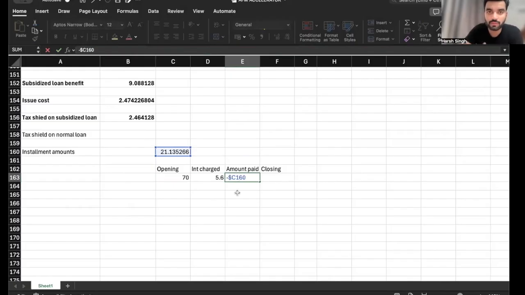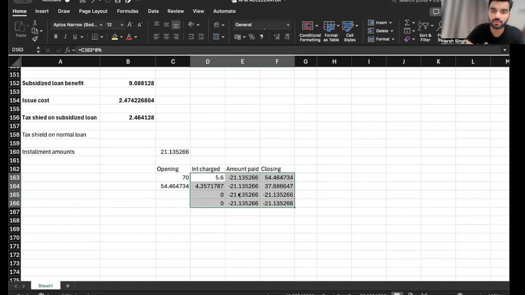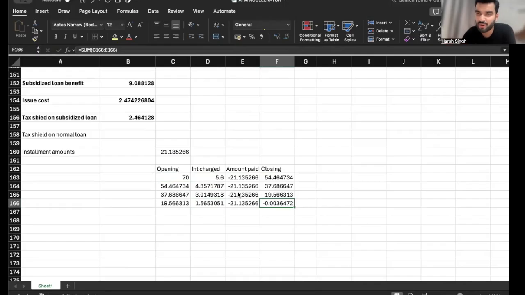I'm fixing this. Closing balance will be equal some bracket open. Take up all the values. Now opening will be this much. Are we getting zero, almost zero at the end? That is my important point. This is the important point.